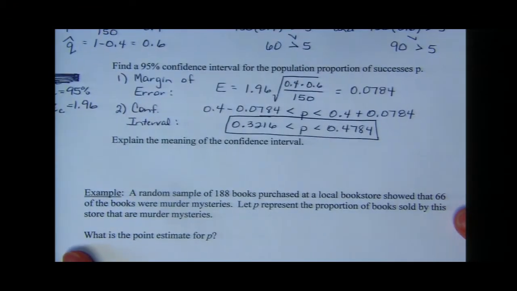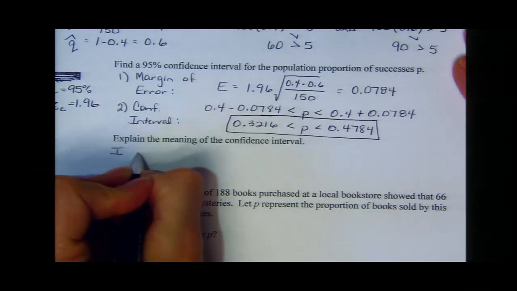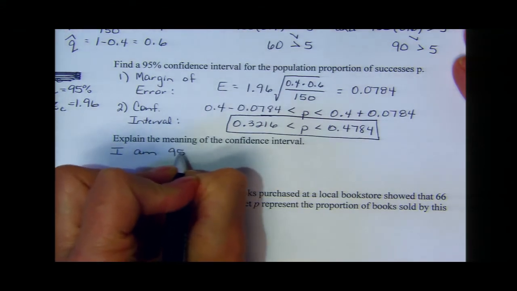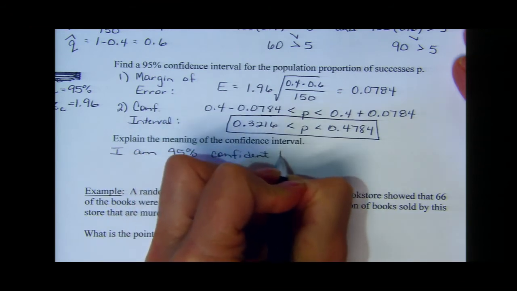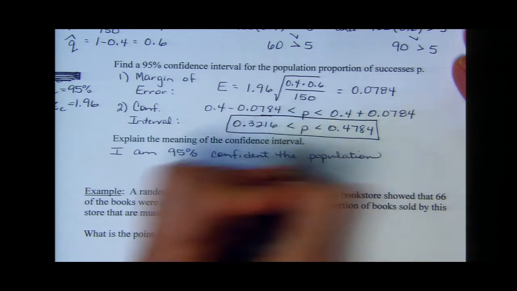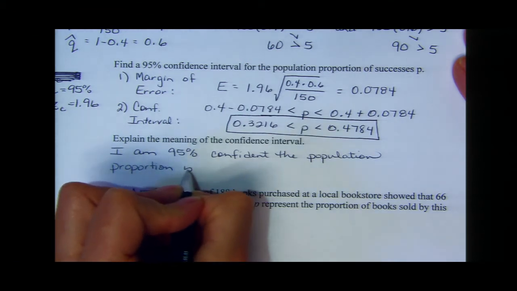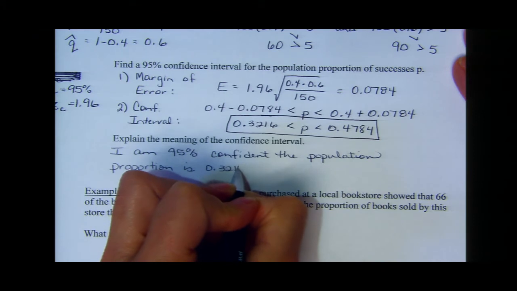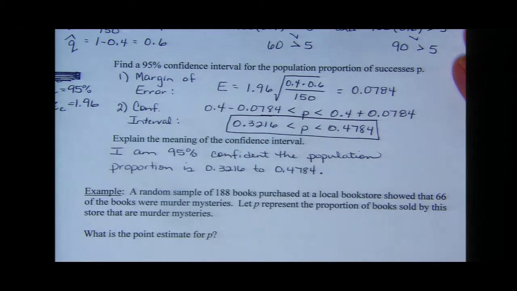So if we were asked to explain the confidence interval, which is a little hard because we don't know what these numbers represent, but you could say, I am 95% confident the population proportion is 0.3216 to 0.4784. So that would be an example of an explain.